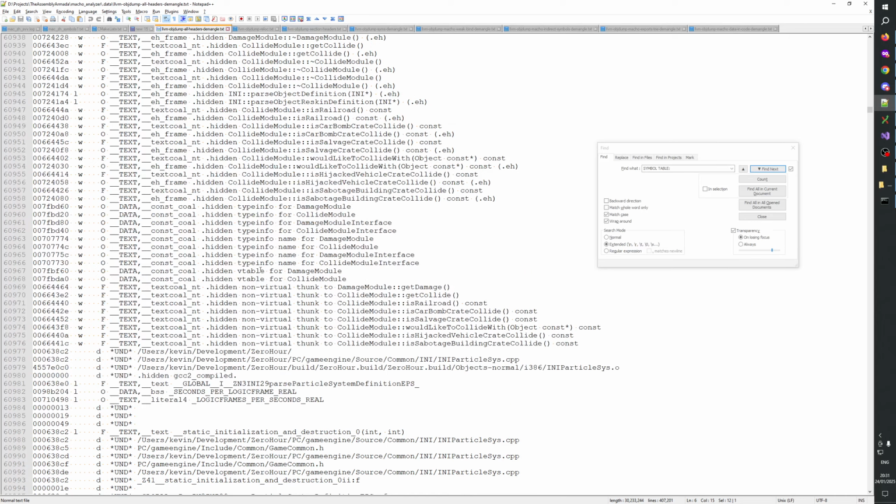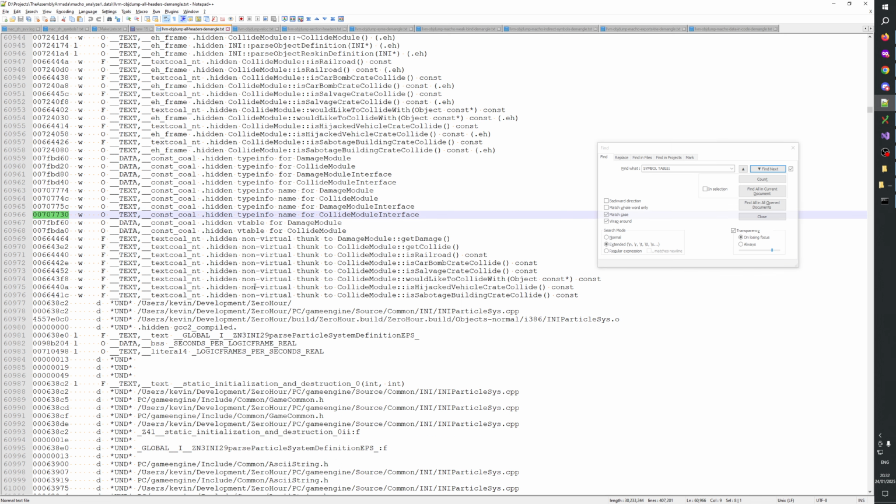So we have V tables. Yeah, so this is a pointer to a V table. We have type info. I don't know what this would be, but we can check what it means. Type info name. Type info. Yeah, that also links here to some address. Then we have a non-virtual thunk. I don't know what that means, but it also has an address here.